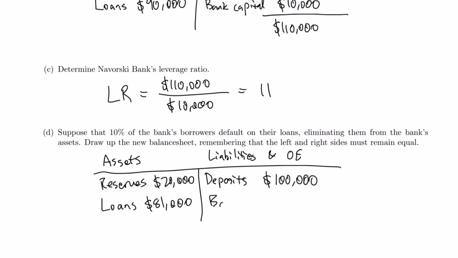Now the last thing we need to do is figure out what our bank capital is going to be, and this is where we need to use the fact that the two sides still need to add up to the same. 20,000 plus 81,000 is 101,000 in assets, which means that bank capital had better be 1,000 to make liabilities and owner's equity also add up to 101,000. And that's all there is to it.